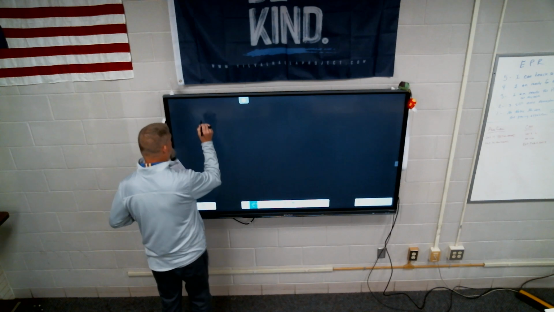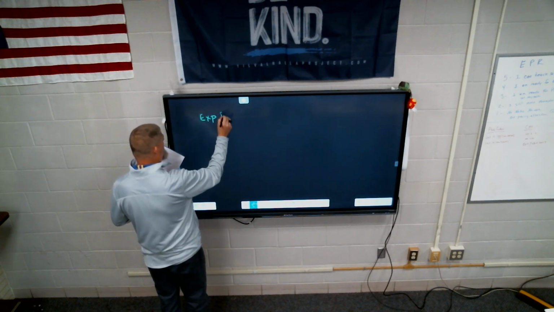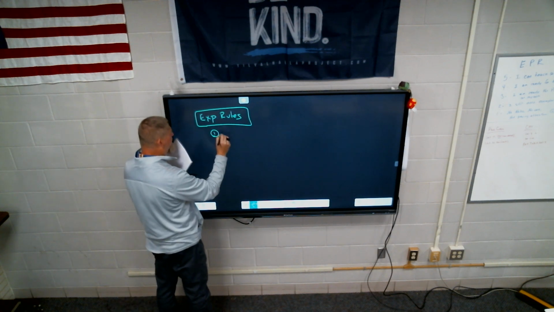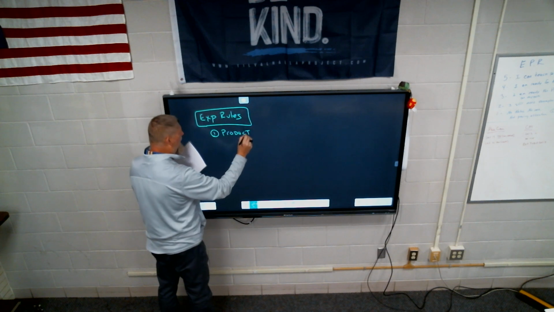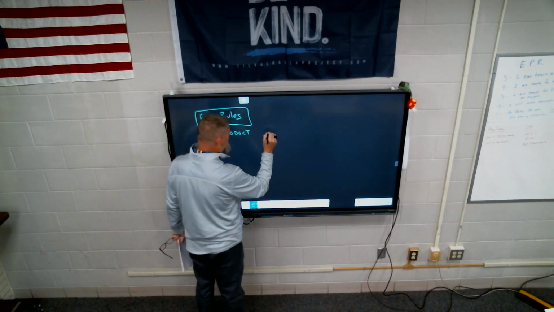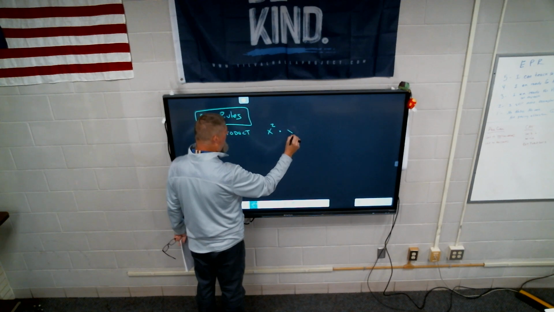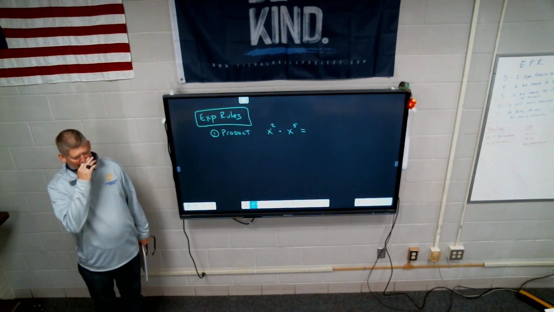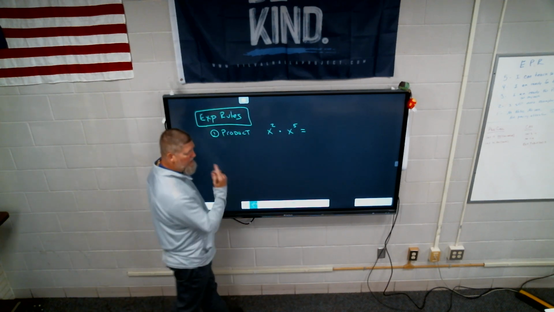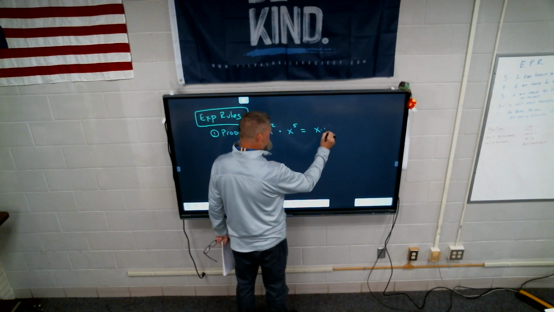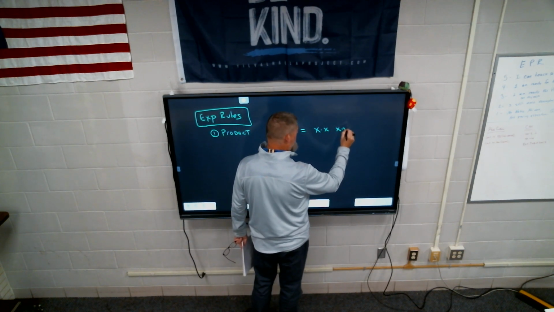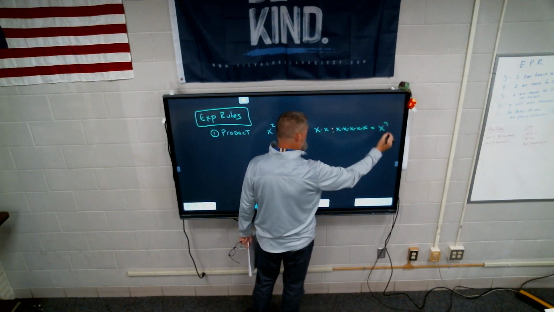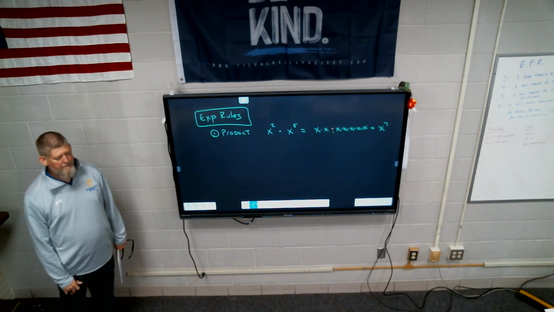So first things first, exponent rules. Quick review of them. Number one, we have the product rule. Product means to multiply. So if I have, let's say, x squared and I'm multiplying it times x to the fifth, what is that going to be? X to the seventh. And how did you get x to the seventh? Because you just add them. Because if you think about it, x squared means x times x. X to the fifth means x times x times x times x times x, and you're multiplying them all together. So you really just add the exponents, 2 plus 5.